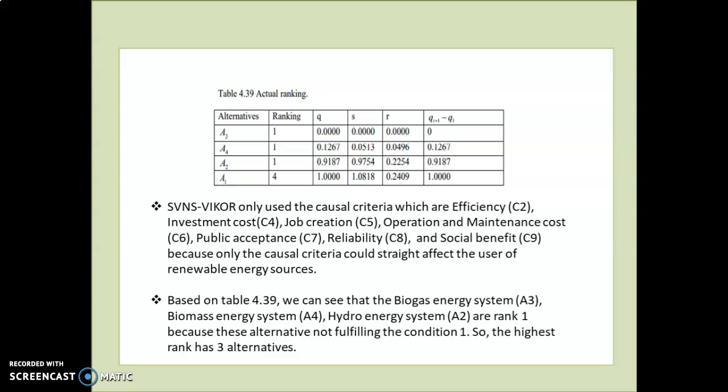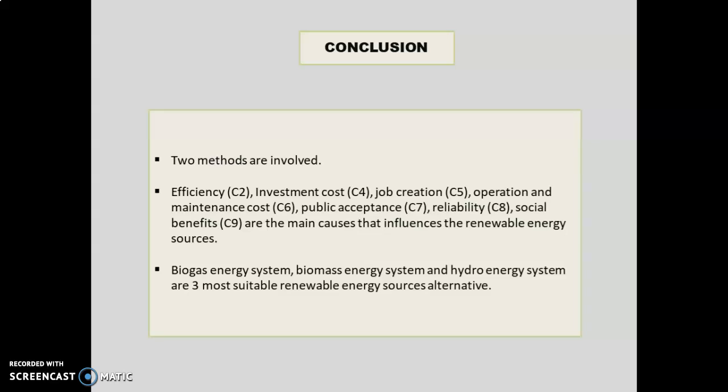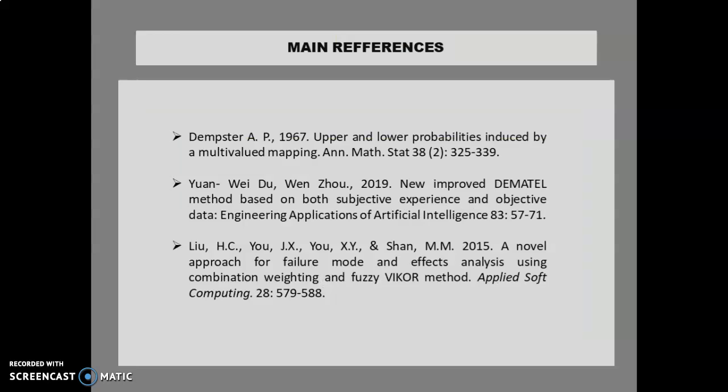Single-value NEUTROSOPHIC VIKOR only uses the causal criteria, which are criteria 2, 4, 5, 6, 7, 8, 9, because only the causal criteria could directly affect the use of renewable energy sources. Based on the table, we can see that biogas, biomass, and hydro are rank 1 because the alternatives do not fulfill condition 1, so the highest rank has 3 alternatives. Conclusion: the two methods are involved. Criteria 2, 4, 5, 6, 7, 8, 9 are the main causes that influence the renewable energy sources. Biogas, biomass, and hydro are the 3 most suitable renewable energy source alternatives.